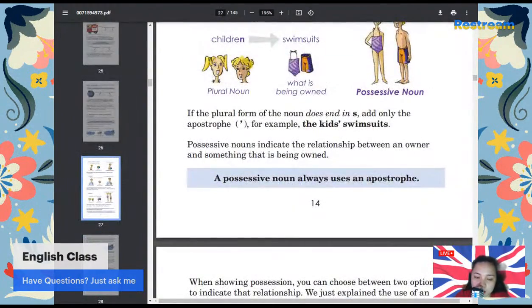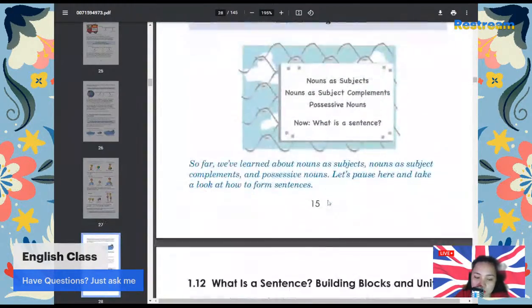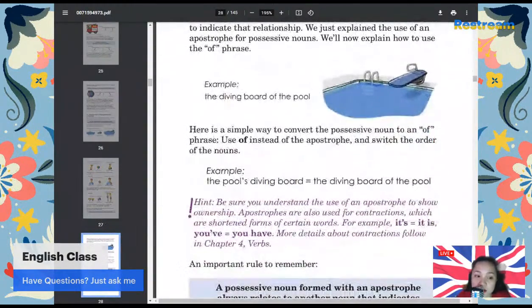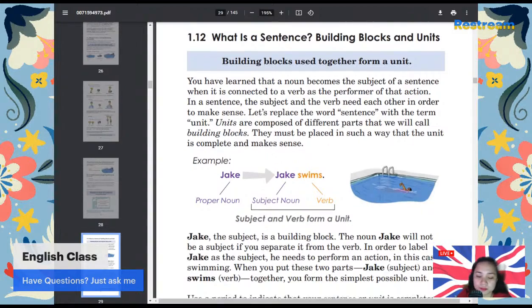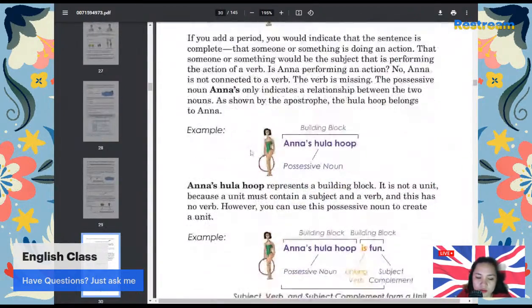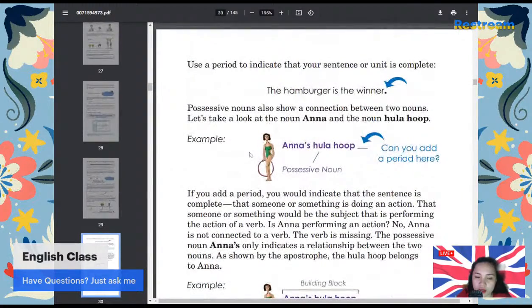That is for page 14. Next is page 15, which is still the continuation of the possessive nouns. This is page 16, the next one is the building blocks and the units. Here you learned how you build a sentence, or what is a sentence. Page 17 has other examples of how you complete a sentence using a possessive noun.